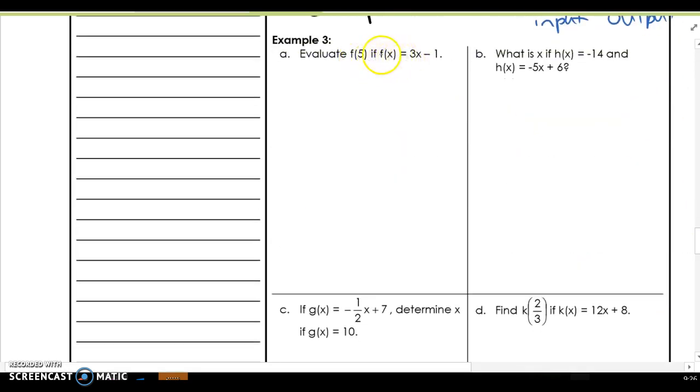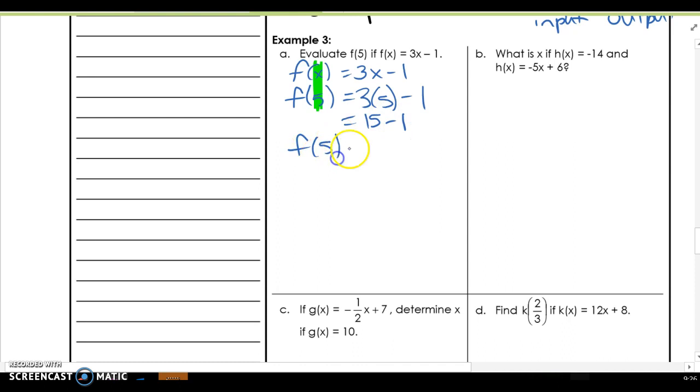Evaluate f of 5 when f of x equals 3x minus 1. So f of x equals 3x minus 1. F of 5 equals, so what are we doing here? We're putting 5 in place of x. So I'm going to come over here and put 5 in place of x and evaluate. 15 minus 1, so f of 5 equals 14. So this would represent the ordered pair, input 5, output 14.